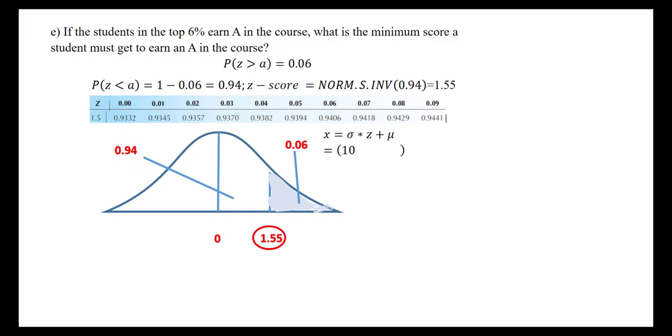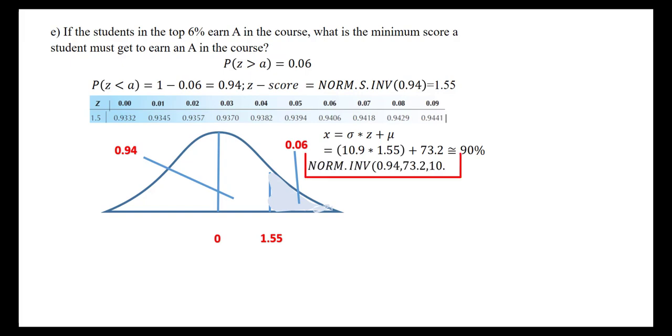So we use the formula x equals sigma z plus mu, which in this case is 10.9 times 1.55 plus the mean, which is 73.2. So again, to the nearest whole number, we have approximately 90%. That means the minimum score for the students that will earn an A, that is students in the top 6%, must be 90%. Of course, we can also use Excel. If we go to any cell in Excel and type norm.inv, we put the area in the first position, the mean in the second position, and the standard deviation in the third position. We still get approximately 90%.